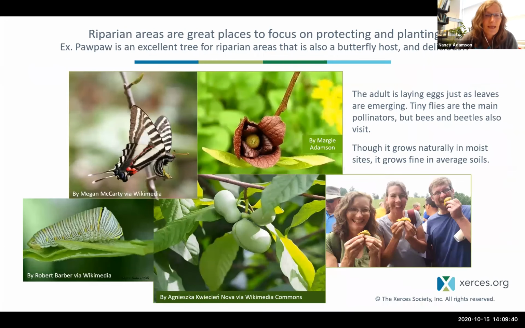And then this riparian, I always like to mention pawpaw, and it's a great riparian plant, but it does great in average soils, and of course it produces not only absolutely delicious fruit, but these beautiful caterpillars and adult butterflies that depend on it to survive. If those trees disappeared, we'd lose those butterflies.